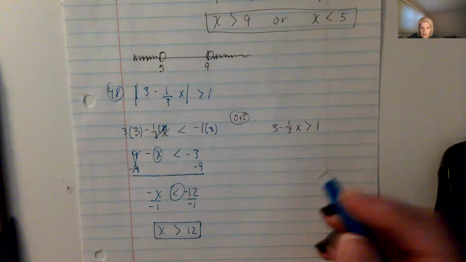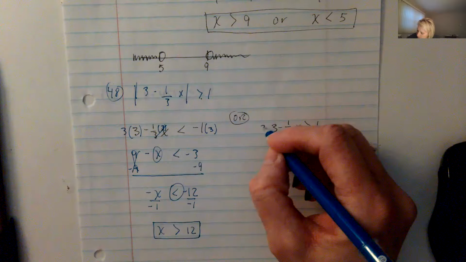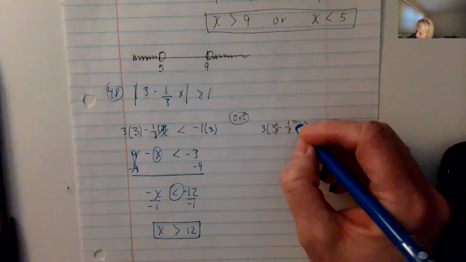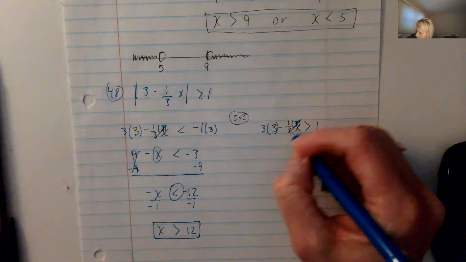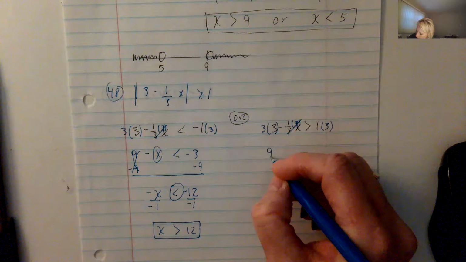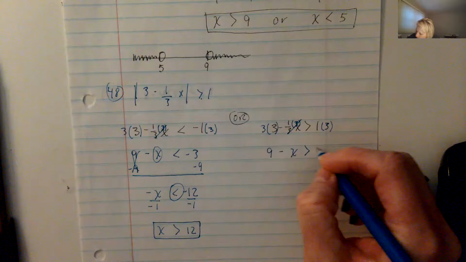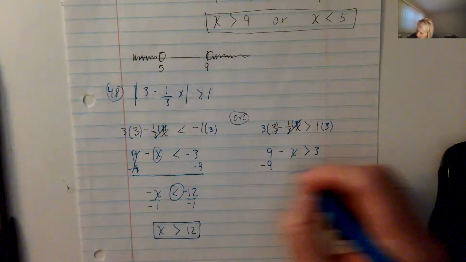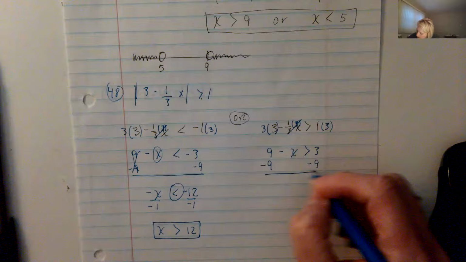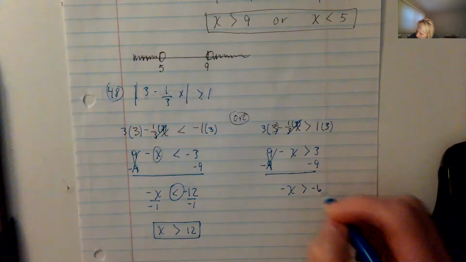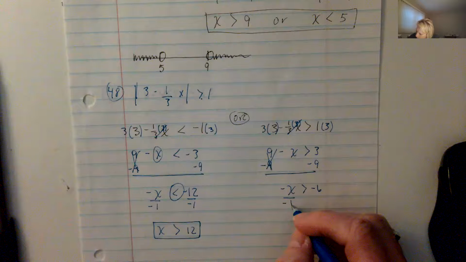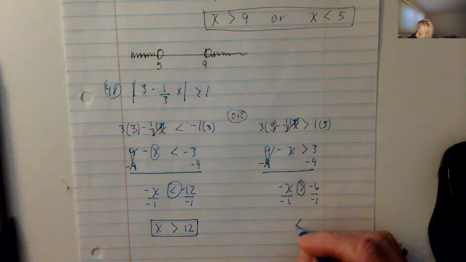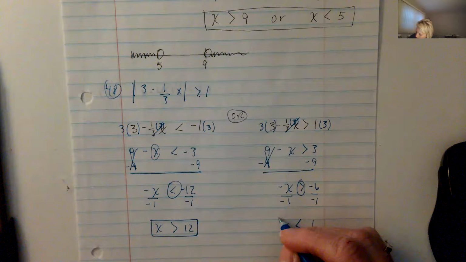And then likewise on the second piece, we also have to multiply through by 3. And it's not because of this 3 out here, it's because of the 3 in the denominator. So if we multiply by 3, the 3 cancels out of the denominator. So we have 9 minus x greater than 3. And again, we're going to subtract 9. And we have a negative x is greater than a negative 6. And dividing by that negative 1, we have to flip our symbol again. So it's a positive x is less than a positive 6.